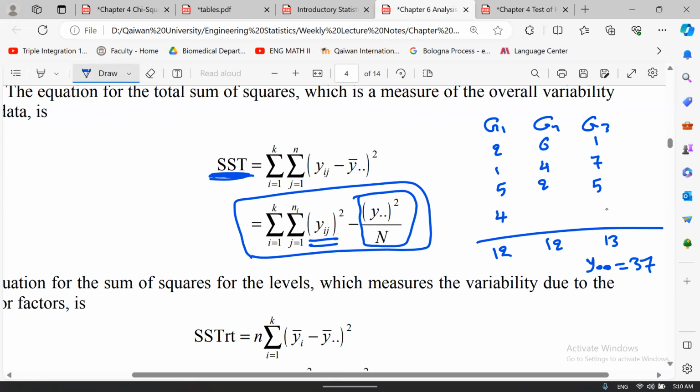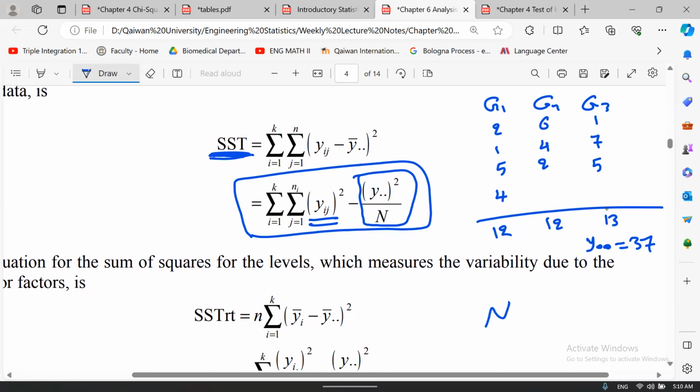What's capital N? Capital N is the number of all elements at all levels. How many elements do you have in all groups? In the first one, we have 4. In the second, we have 3. In the third, we have 3, which is 10. Capital N is 10.